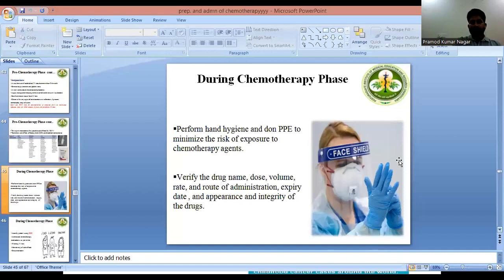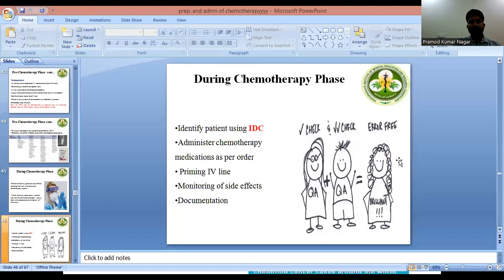During the chemotherapy, perform hand hygiene and don PPE to minimize the risk of exposure. Verify the drug's name, dose, volume, rate, route of administration, expiry, and the appearance and integrity of the medication. Identify the patient using an independent double checker. Administer the chemotherapy medication as per the order. Prime the IV line before the administration of the chemotherapy. Monitor the site for pain, and document.